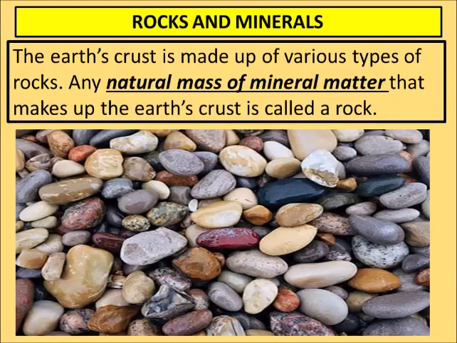Next is rocks and minerals. The earth's crust is made up of various types of rocks. Now, what are rocks? Any natural mass of mineral matter that makes up the earth's crust is called a rock. You have seen soil. Soil is a mixture of very small pieces of rocks.